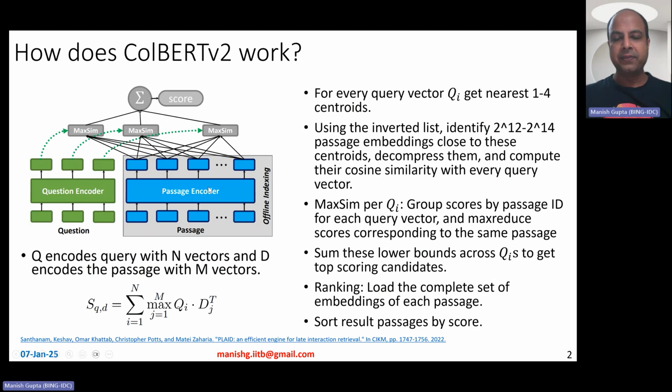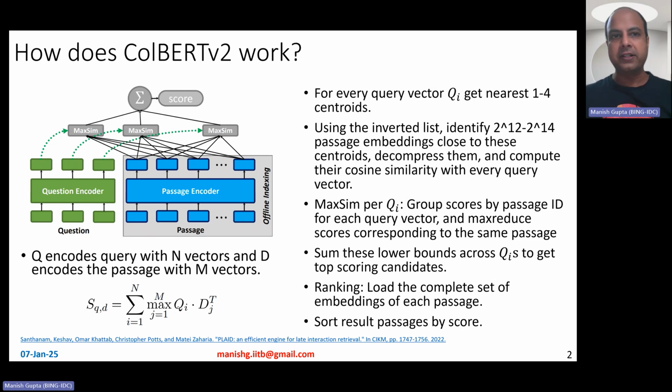Hi, my name is Manish Gupta, and in this video, I'm going to talk about PLAID, which is basically a dense retrieval system for late interaction retrieval. It's an efficient engine for late interaction retrieval. Okay. So PLAID is a revised version of ColBERT v2.